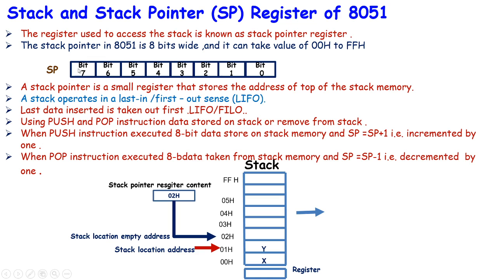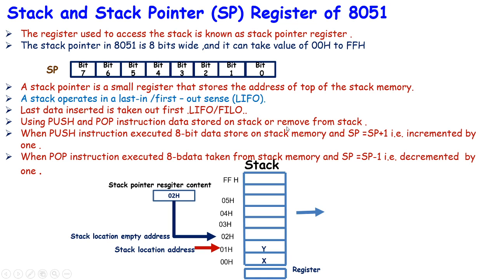This is the format of the stack pointer register. The stack pointer is always a small register that stores the address of the top of the stack memory. The stack operates in a last in, first out fashion, meaning the last data inserted is taken out first. Using push and pop instructions, data is stored on the stack and removed from the stack.